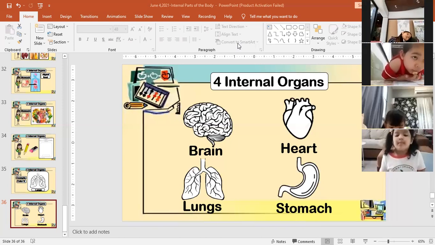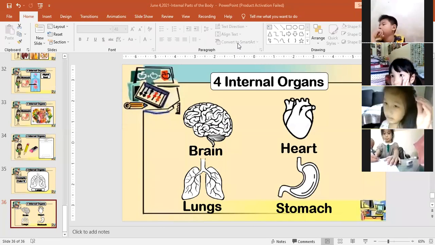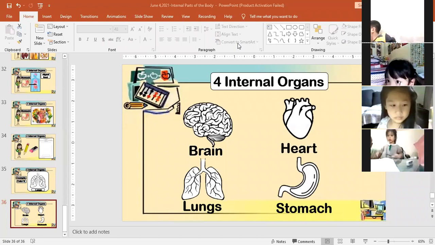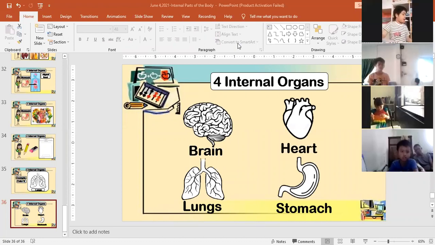Okay, if you are finished, you keep your worksheet. Keep your worksheet, eraser, and pencil. Don't forget to write your name, okay? Nickname.